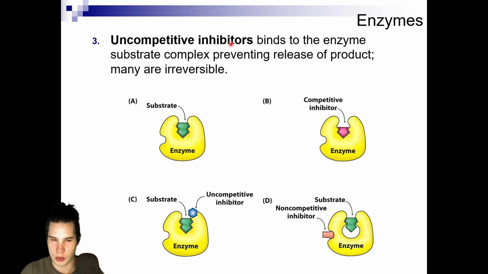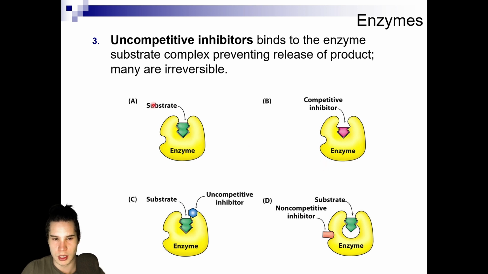Now, lastly, at least when it comes to types of inhibitors, we have uncompetitive inhibitors. Uncompetitive inhibitors bind to the enzyme substrate complex, like I mentioned earlier. When the substrate binds to the enzyme's active site, you temporarily form this enzyme substrate complex. Sometimes they're irreversible, meaning they form permanent covalent bonds. Sometimes they're reversible, but regardless, what makes uncompetitive inhibitors distinct is that they bind to the substrate enzyme complex.